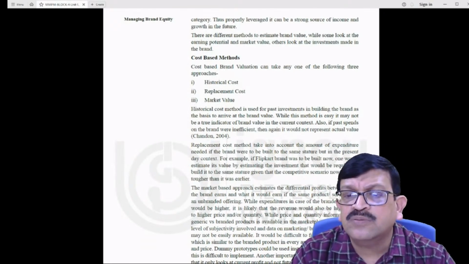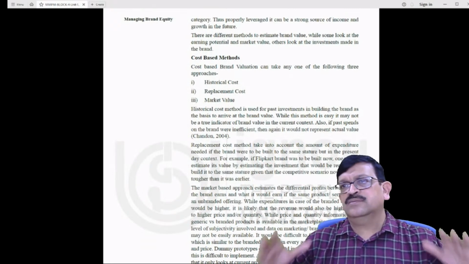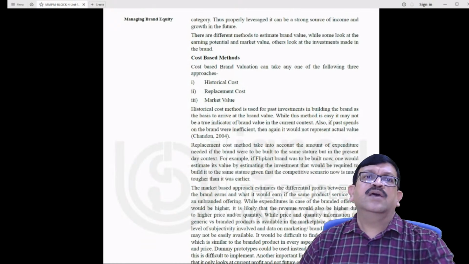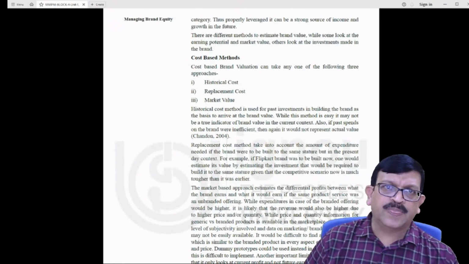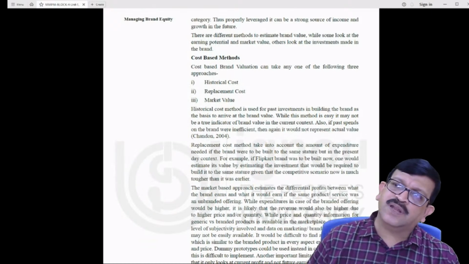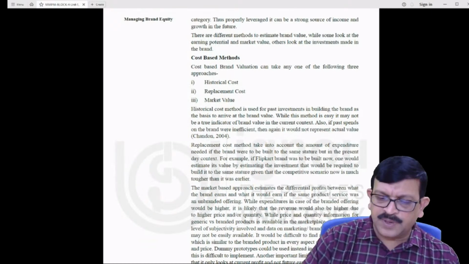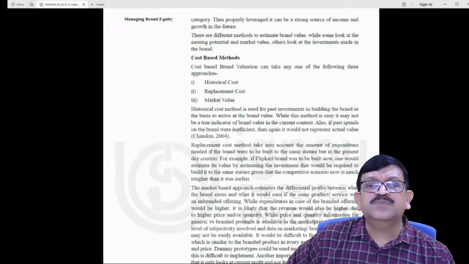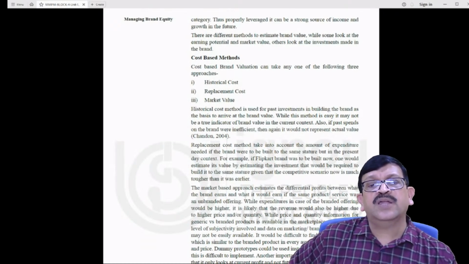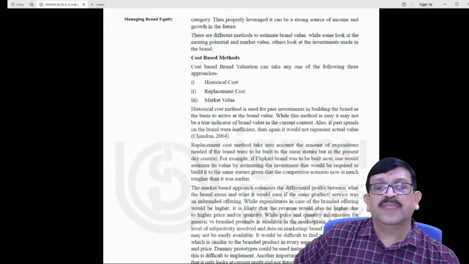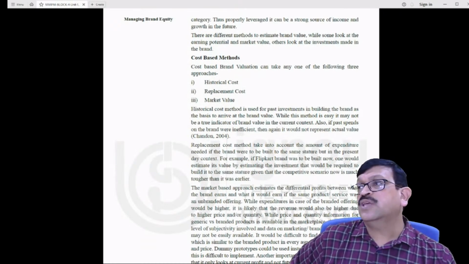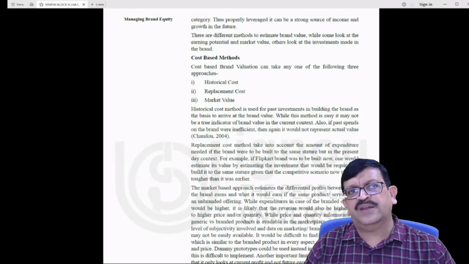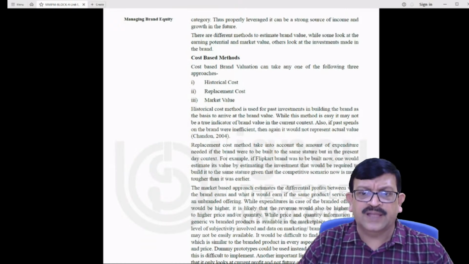Replacement: suppose you take the Flipkart example. If the Flipkart brand is built today, what will be the revenue it will earn? Because this brand has been there in the past and has created something. So if you replace it by another brand today and you're starting now, what kind of investment would be needed, and what value can you estimate by looking at the investment today? Again, this talks about the competitive scenario. The competition then and the competition now are two different things. Market scenarios change dramatically, so obviously you cannot draw parallels.